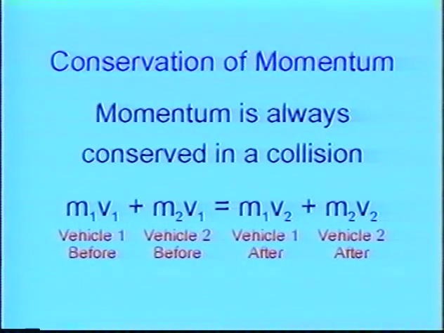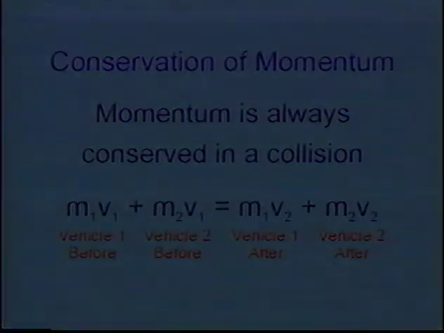Momentum also has another important property. According to the laws of physics, momentum in a collision is always conserved. That is, when two objects collide, the momentum that existed before the collision must be present after the collision. This is written as follows. As we see here, the momentum of Vehicle 1 and Vehicle 2 before the collision must equal the momentum of Vehicle 1 and Vehicle 2 after the collision. This is known as the law of conservation of momentum.